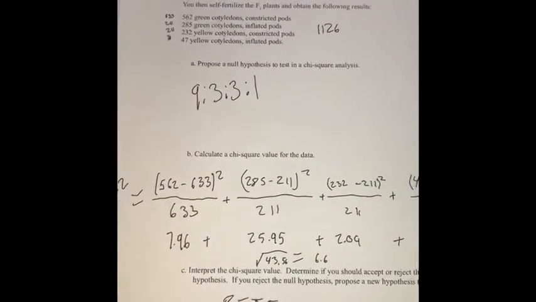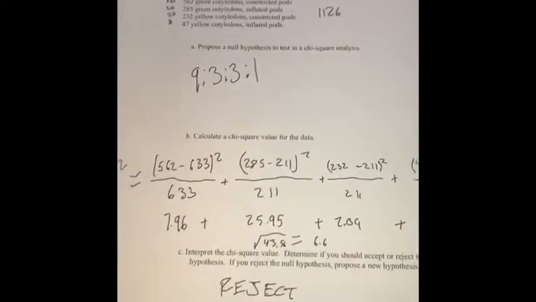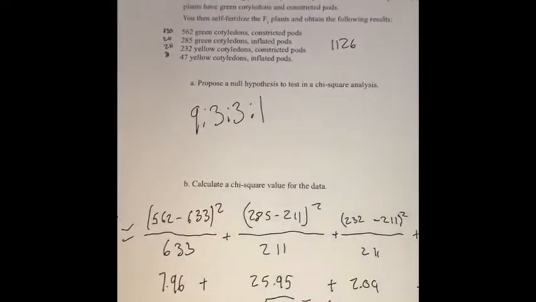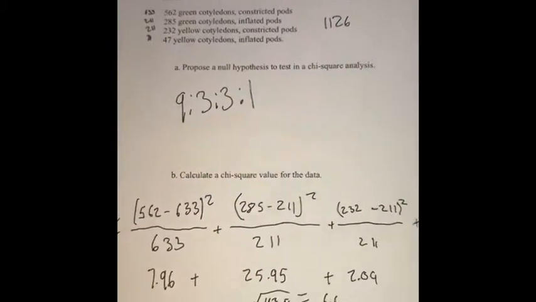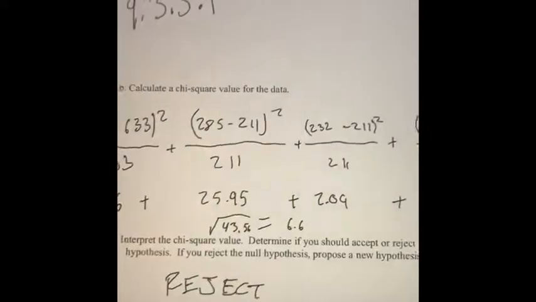And so with this one, we came out with an X value of 6.6, which is too high because we only have 4 traits. So anything over 3 is going to reject our hypothesis. There you go. We can reject that one.